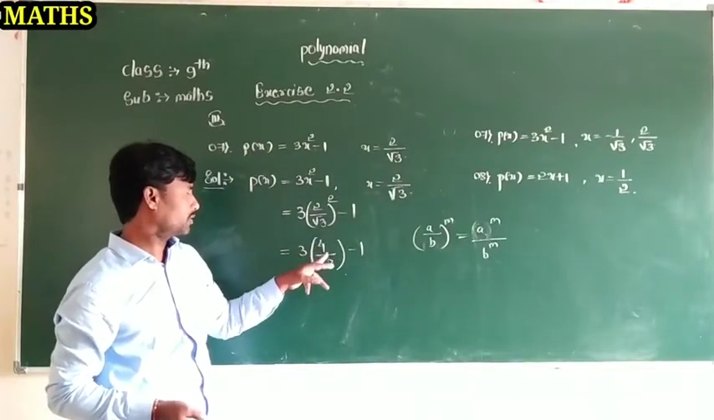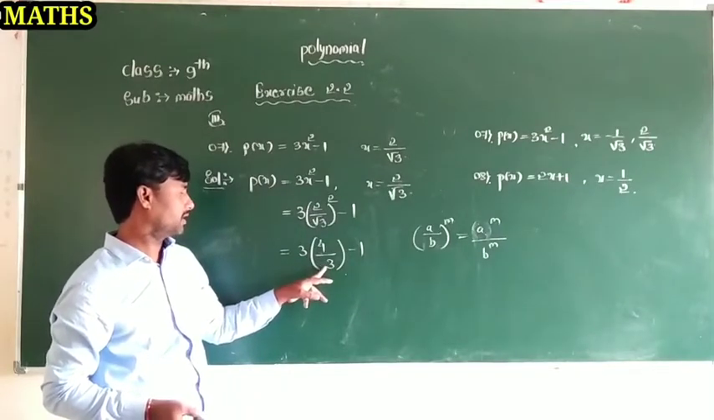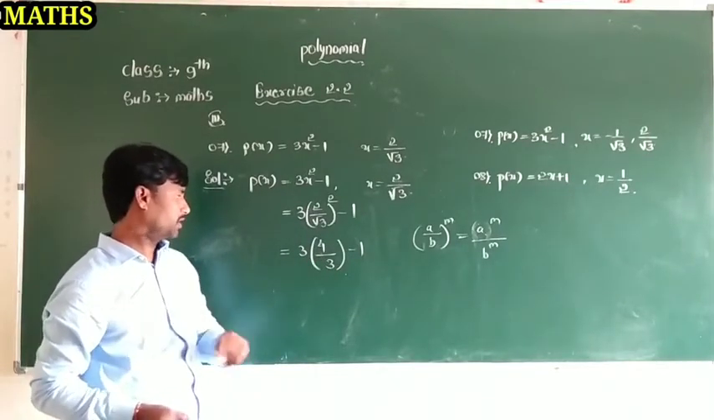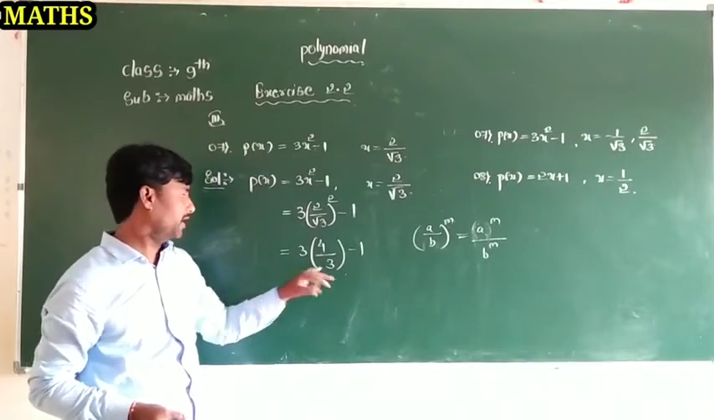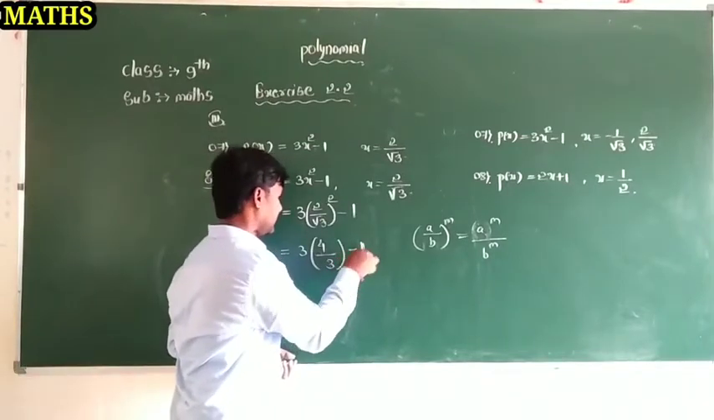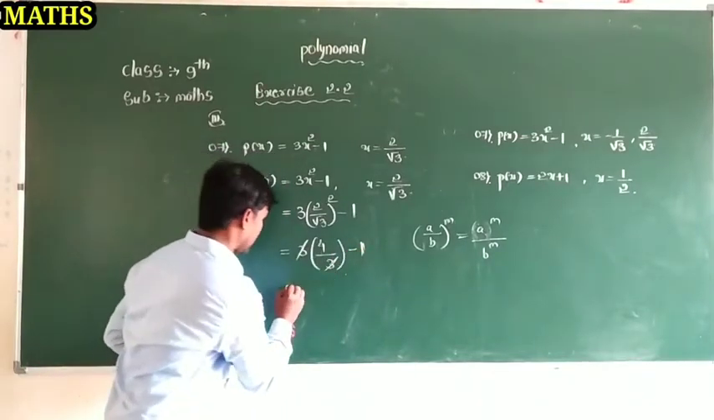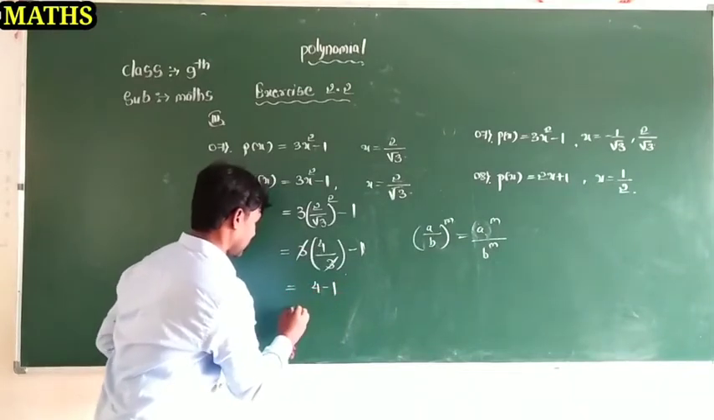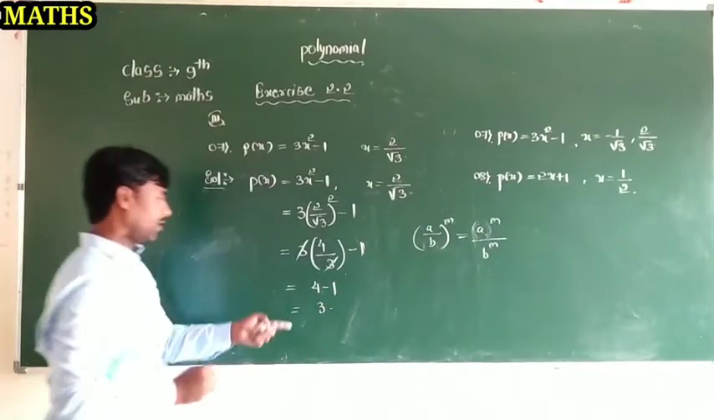Under root of 3 whole square is equal to 3, so we came and did the answer 3. So dear students, I thought you understood the previous question, I explained it to you very clearly. And here minus 1 is as it is, both get cancelled. So what remains? 4 minus 1. So we got the answer 3.